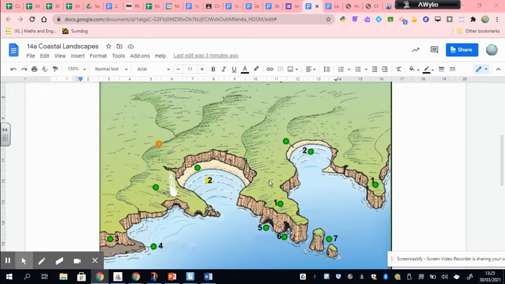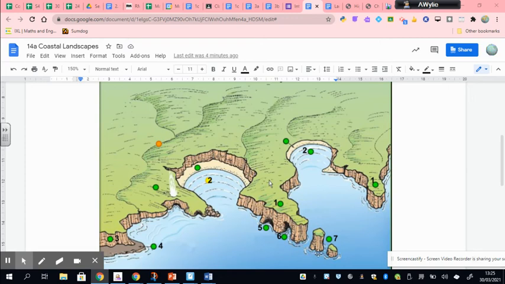Now, number 6 is linked to the cave, and it's where the cave eats all the way through this little headland here, and it's known as a natural arch. Okay, so a natural arch is an archway with the sea passing underneath it, and it's always found in a headland. So that's how you would describe it.